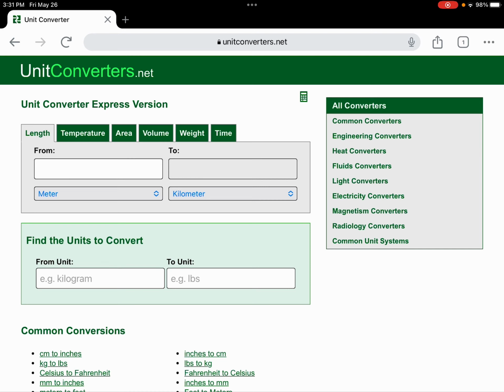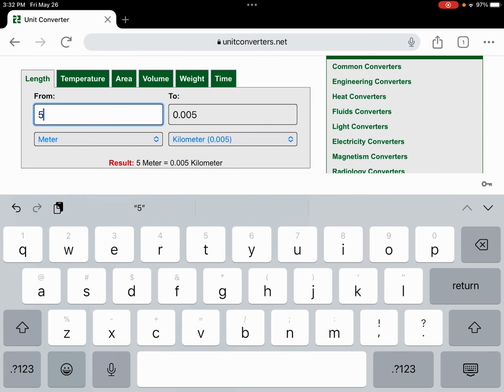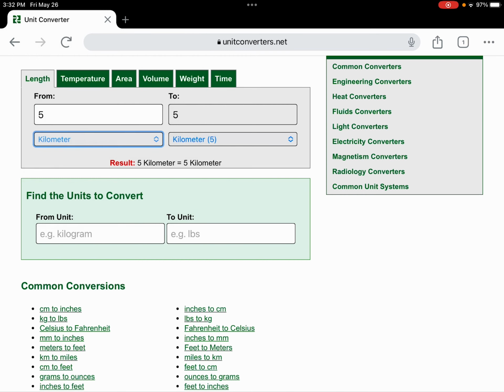So in the very first problem, and you could follow along if you downloaded the note sheet, we're working through problem 2. The first problem asks us to convert 5 kilometers to miles. Well, kilometers and miles are length measurements, so we're right on the correct tab, length. Whatever value you're starting with, that's what you're going to put in the first box. So we were given 5 kilometers. So I'm going to type in 5, and I'm going to change meters to kilometers.